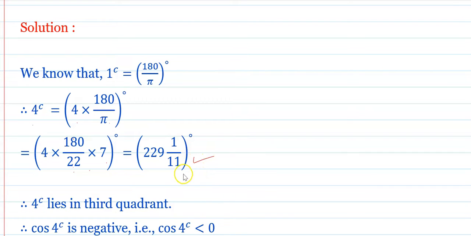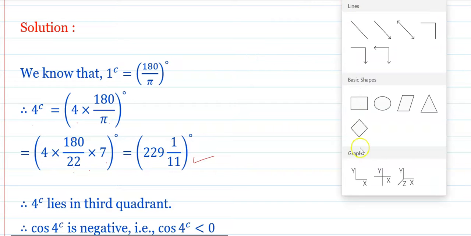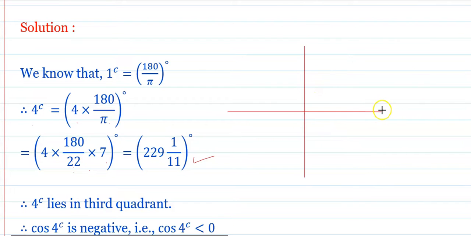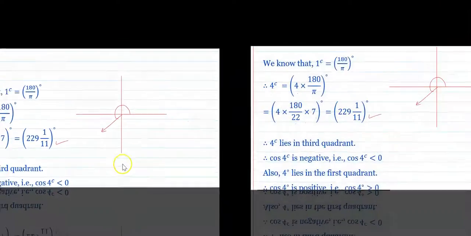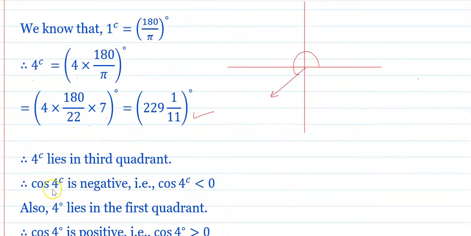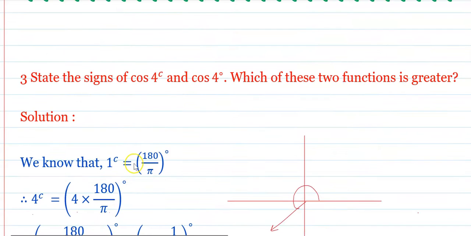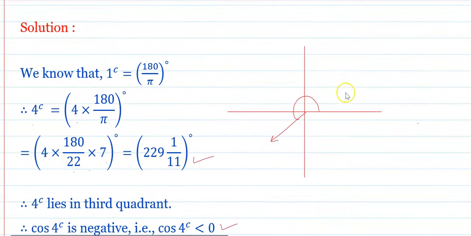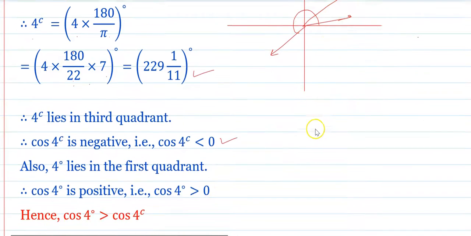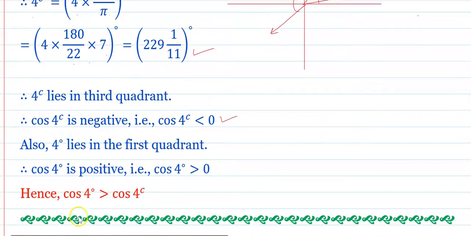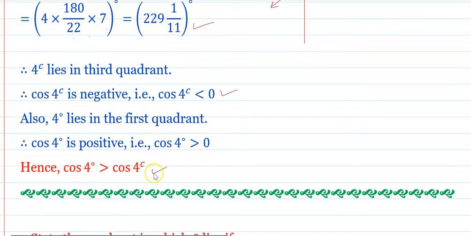And what about this angle? This angle lies in the third quadrant. If we draw this, it lies in this third quadrant. Therefore 4 radian lies in the third quadrant, and cos of 4 radian is negative, and therefore its value is less than 0. What about the next? Cos of 4 degree lies in the first quadrant. It is very small here. It lies in the first quadrant. It is positive, and hence cos of 4 degree is greater than cos of 4 radian.